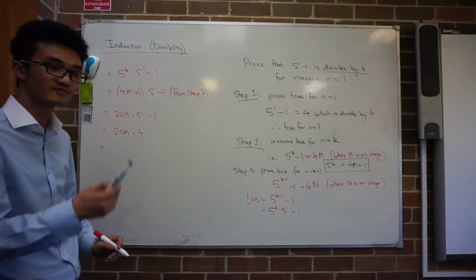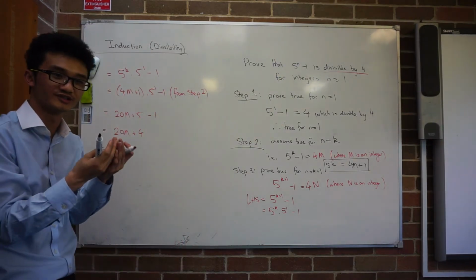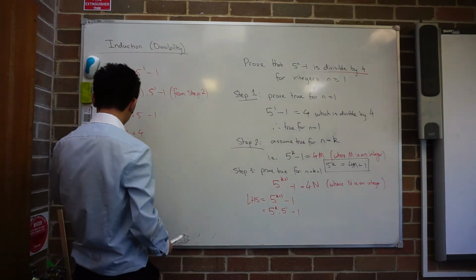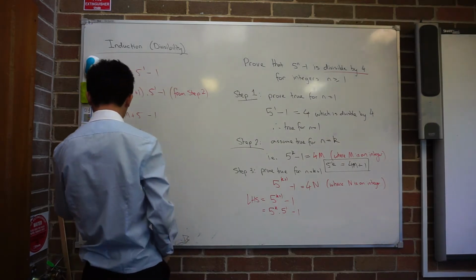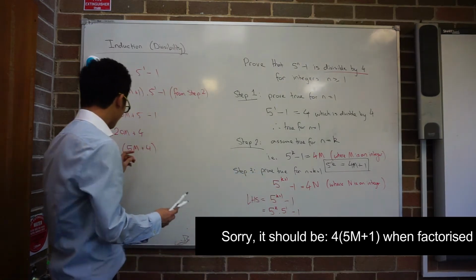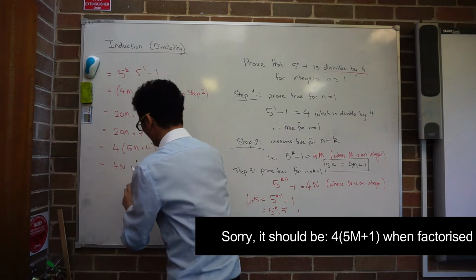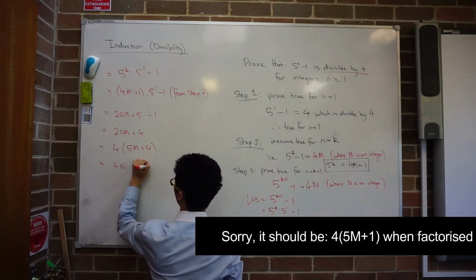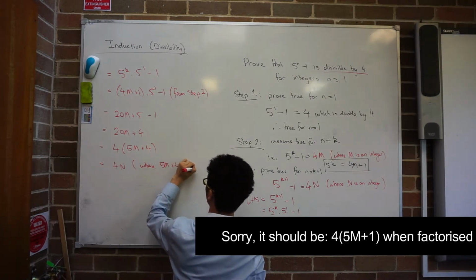They're both divisible by 4. Yeah, they are, right. So if they're both divisible by 4, what's in common? It's just 4. Right, so I could factorize. If I factorize it out, I get 4 times 5m plus 1. Okay, and that's pretty much what we got over here, right? Now I can take one extra step and say that's equal to 4n. And the reason why that's equal to 4n is because 5m plus 1 is an integer.